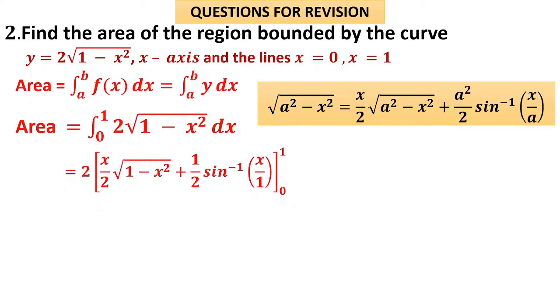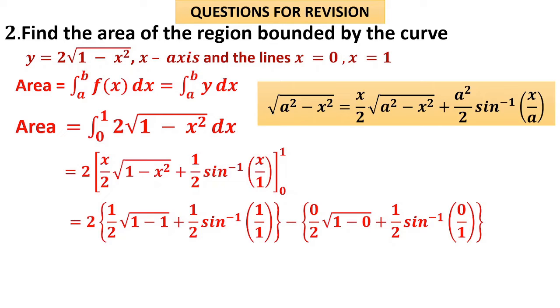Therefore 2 into x by 2 into root 1 minus x square, here a is 1, therefore plus 1 by 2 into sine inverse of x by 1. Now I have to replace x by 1 and get 1 by 2 into root 1 minus 1 plus half into sine inverse of 1 by 1, minus, whenever I put x is equal to 0, it is 0 by 2 into 1 plus 1 by 2 into sine inverse of 0.